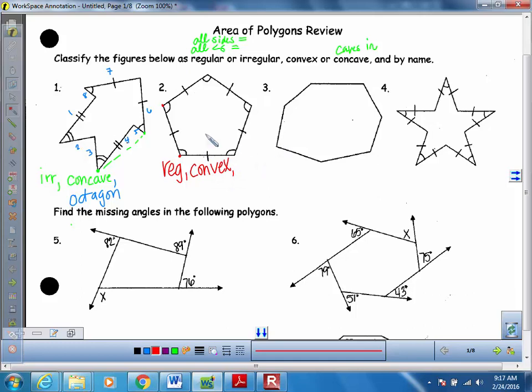And then lastly, we want to count the sides. So this has 1, 2, 3, 4, 5 sides, and a 5-sided figure is a pentagon.